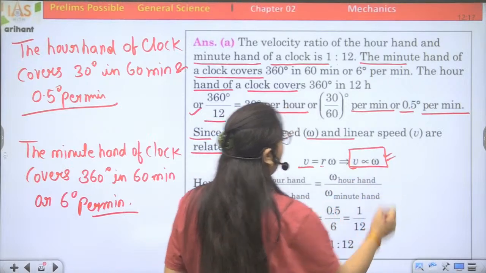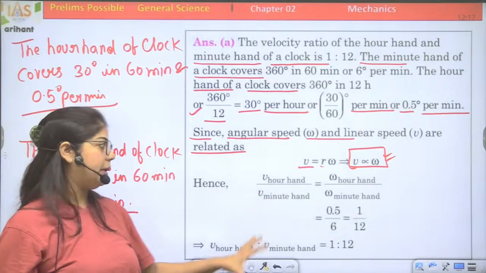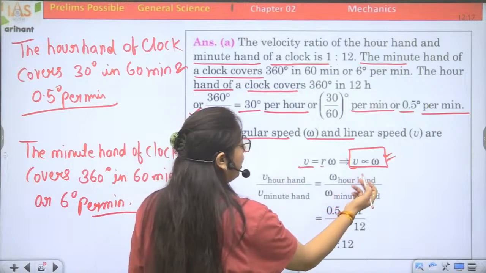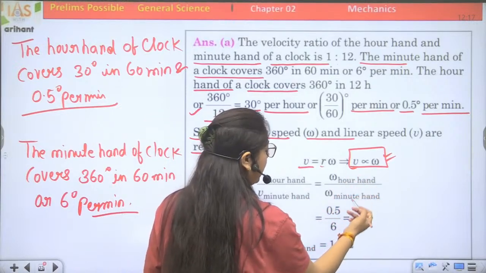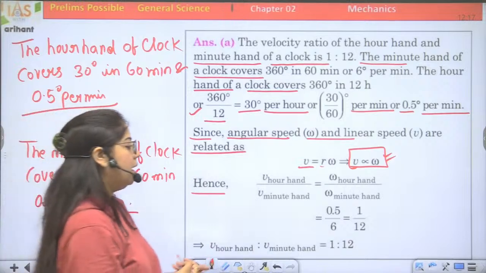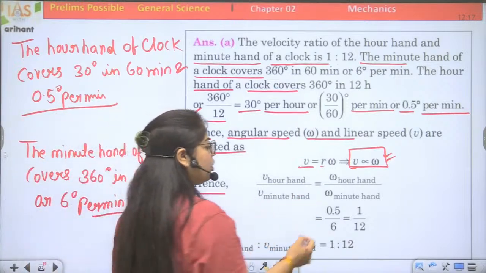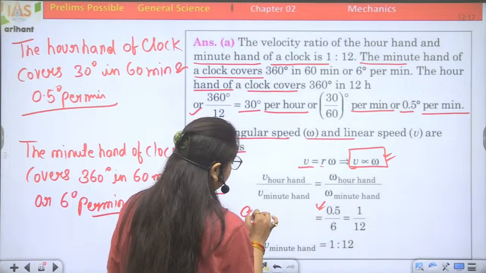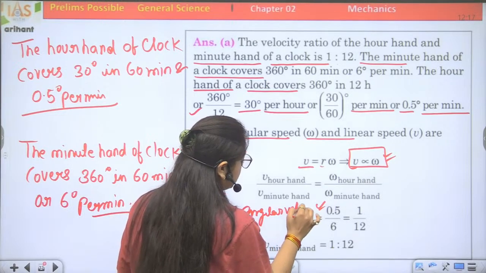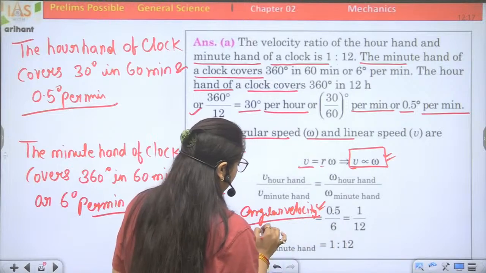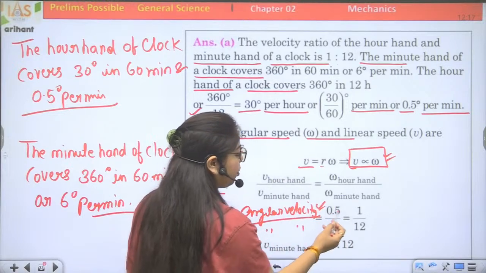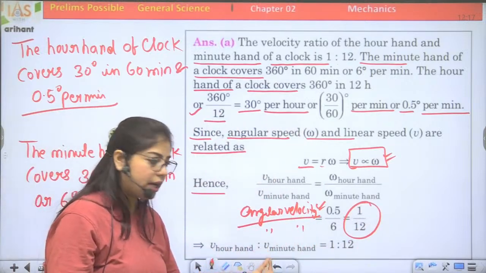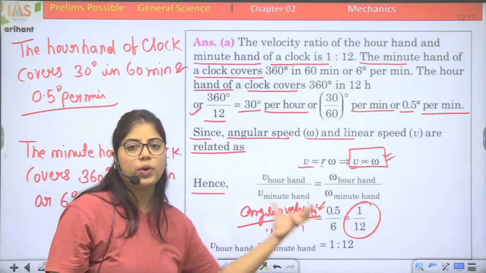that means velocity is directly proportional to angular speed, right? Hence, the velocity of the hour hand upon the minute hand is equal to the angular velocity of the hour hand upon the angular velocity of the minute hand. Here we put the values: 0.5 is the angular velocity of the hour hand, upon the angular velocity of the minute hand, 6. 0.5 upon 6 is equal to 1 by 12. So the hour hand to minute hand ratio is 1 is to 12, right?